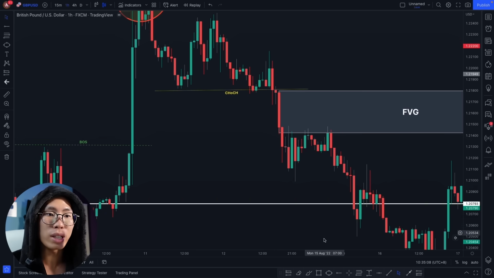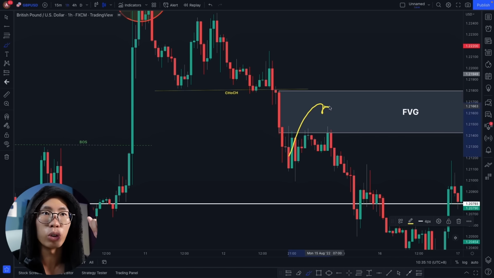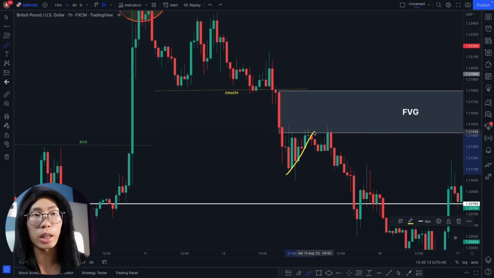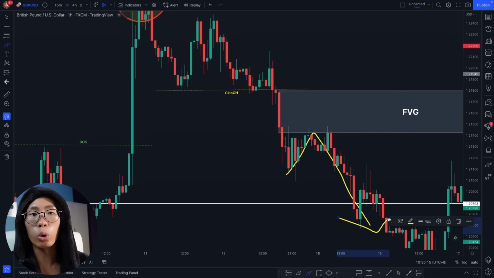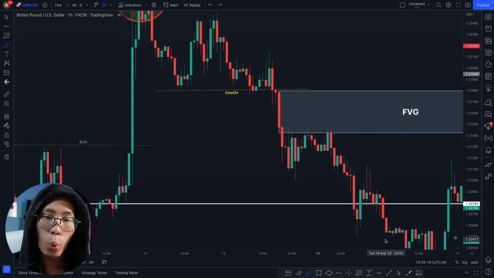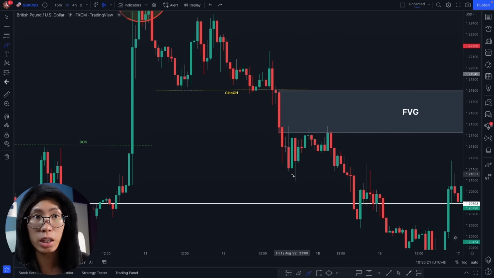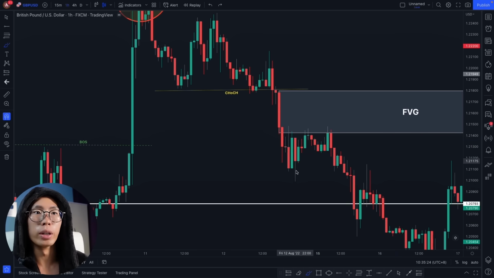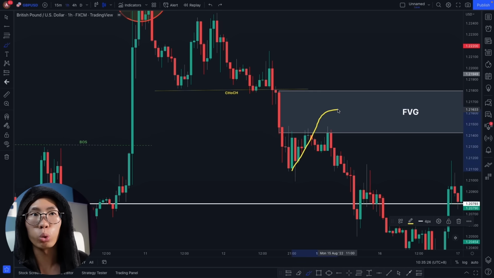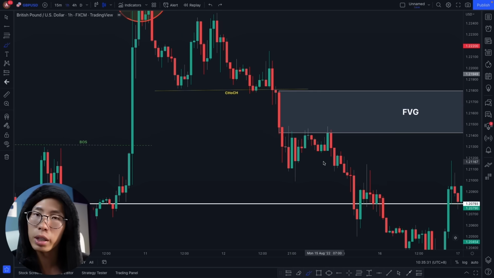And if you notice, price did not go to the middle of this fair value gap and then go down. It literally just went up, touched the fair value gap and went down. So this is exactly what I mean by what I said just now. Sometimes price can just touch the fair value gap and then just collapse. So in this case, if you were waiting for price to go to the middle of this fair value gap and then go down, you would have missed out on this trade. But like I said, ultimately it's still up to you.